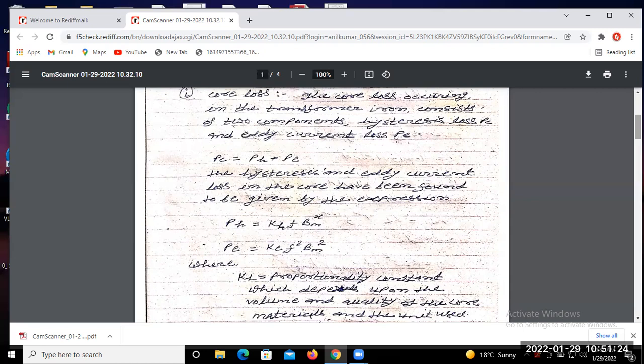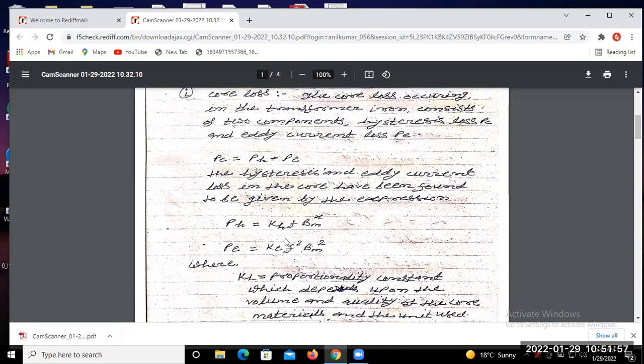Okay, so this KH may be mentioned in your numerical problem for a particular transformer. Since the transformer is already designed, whatever the material used, these constant parameters are given to you. For other parameters you have to find out. KH mainly depends on what type of material is used, and the quality and unit used.